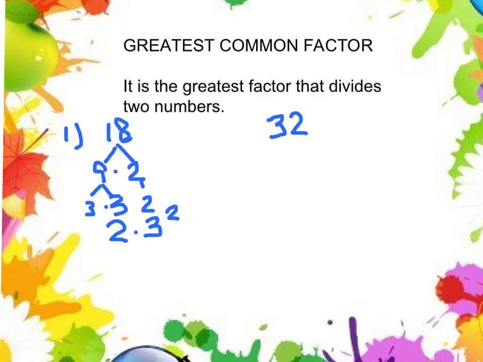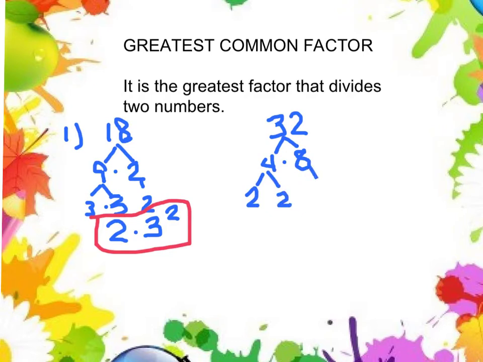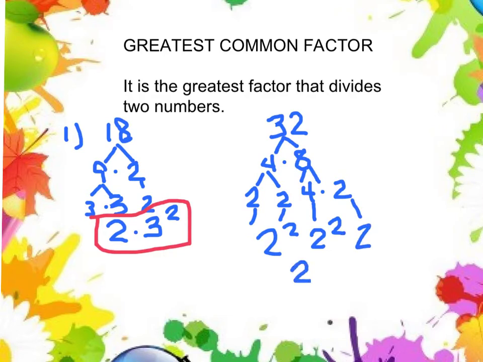So now let's do the prime factorization of 32, and that will be 4 times 8. 4 is breakable into 2 times 2. 8 is 4 times 2. This and this is 2 to the second, and this is another 2. In the end, this will be 2 to the 5th power.